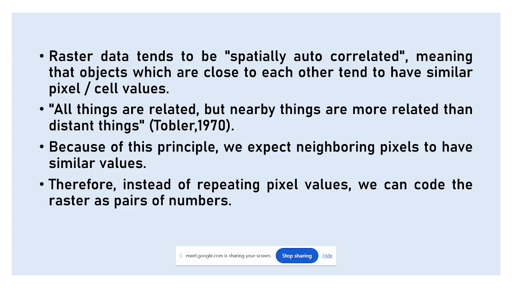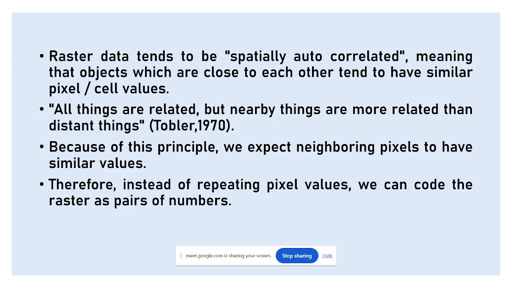Raster data tends to be spatially autocorrelated, which means that objects which are close to each other tend to have similar pixel or cell values. The same thing that I was trying to convey. Like you have the grid, so the nearby cells have a tendency to have the same value. It can be or cannot be, but there is a tendency that they might have the same pixel or cell values. All things are related, but nearby things are more related than distant things. This was a statement given by Tobler in 1970, and because of this principle, we expect neighboring pixels to have similar values. Therefore, instead of repeating pixel values, we can code the raster as pairs of numbers.